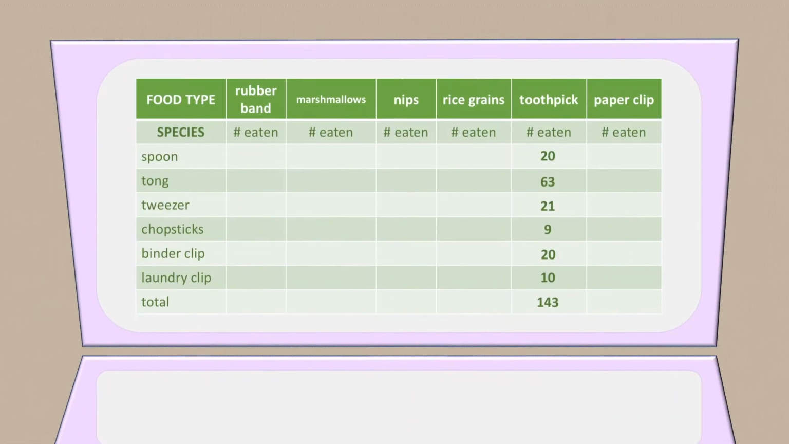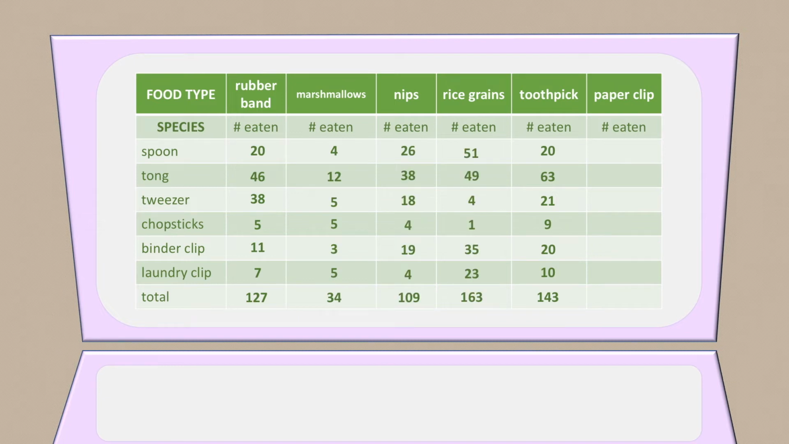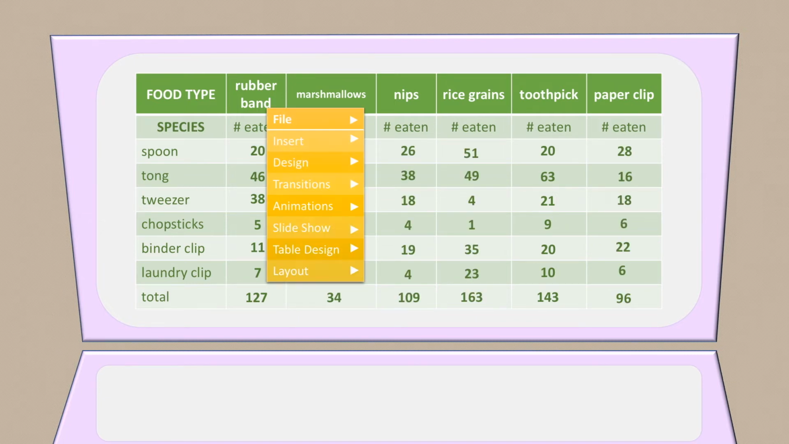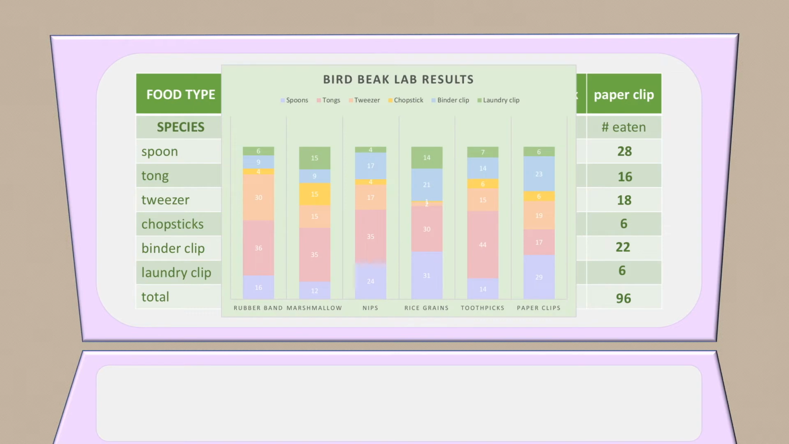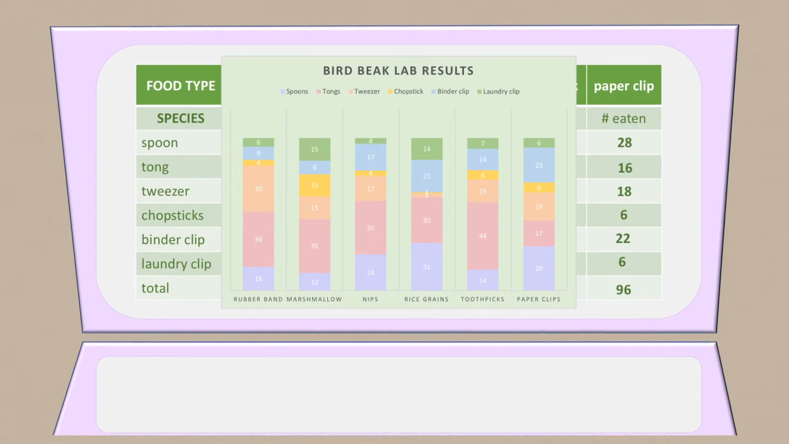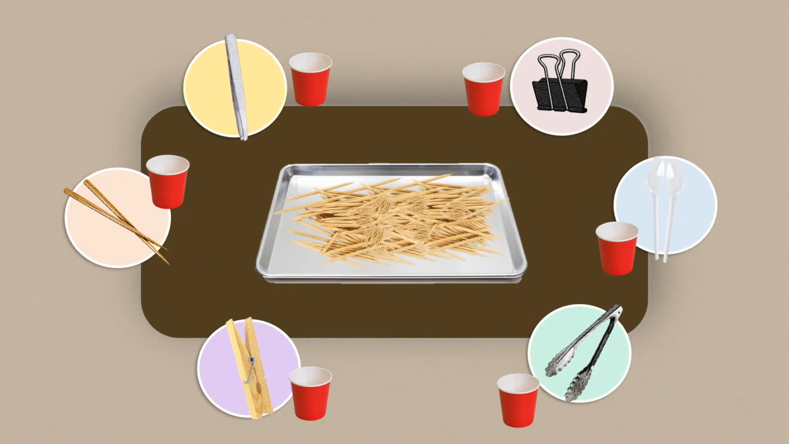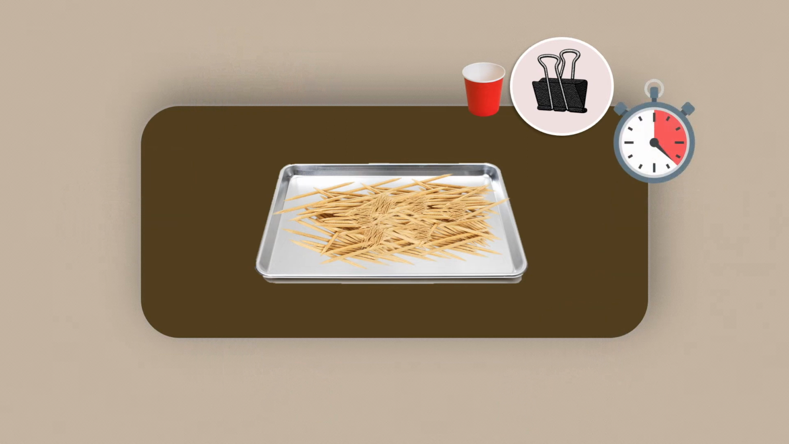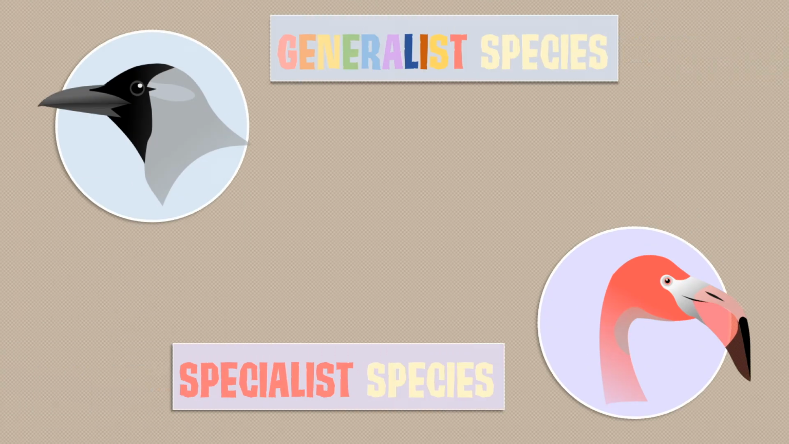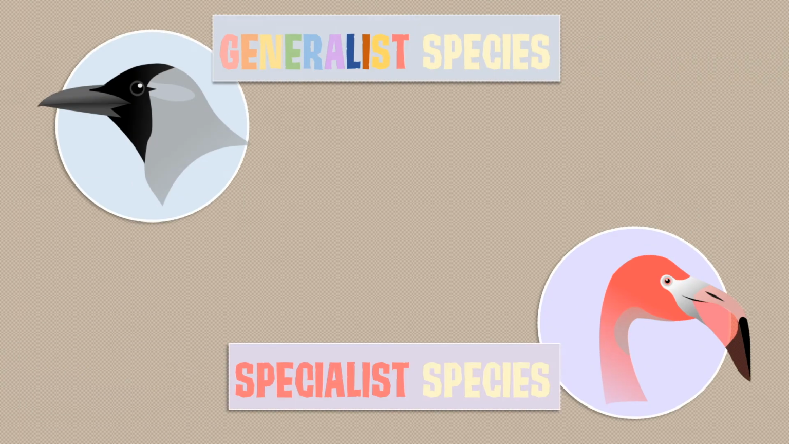Once data has been collected, create a bar graph to identify the percentage of food eaten in each environment by each beak type. Label the graph and color code accordingly. Include a legend representing a color for each beak type. The simulation can be performed alone by competing against a clock and determining how much food can be gathered in a set time period. In this activity, we identify generalist and specialist species.